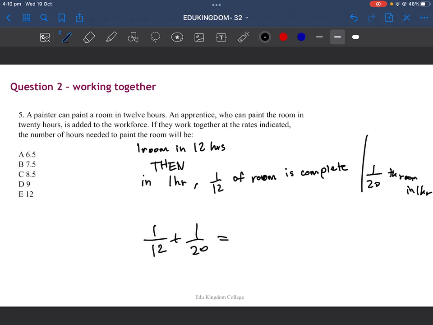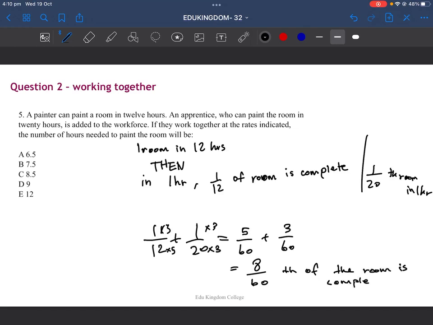Now, what is 1/12 plus 1/20? Let's have a look. What's the common denominator that we can make? It is 60. So times 5 to the bottom, times 5 to the top. We get 5/60 plus 3/60. If you can do this, if you understand that. Now, what's the fraction? 8/60. This means 8/60th of the room is complete in 1 hour. Does that make sense, guys?